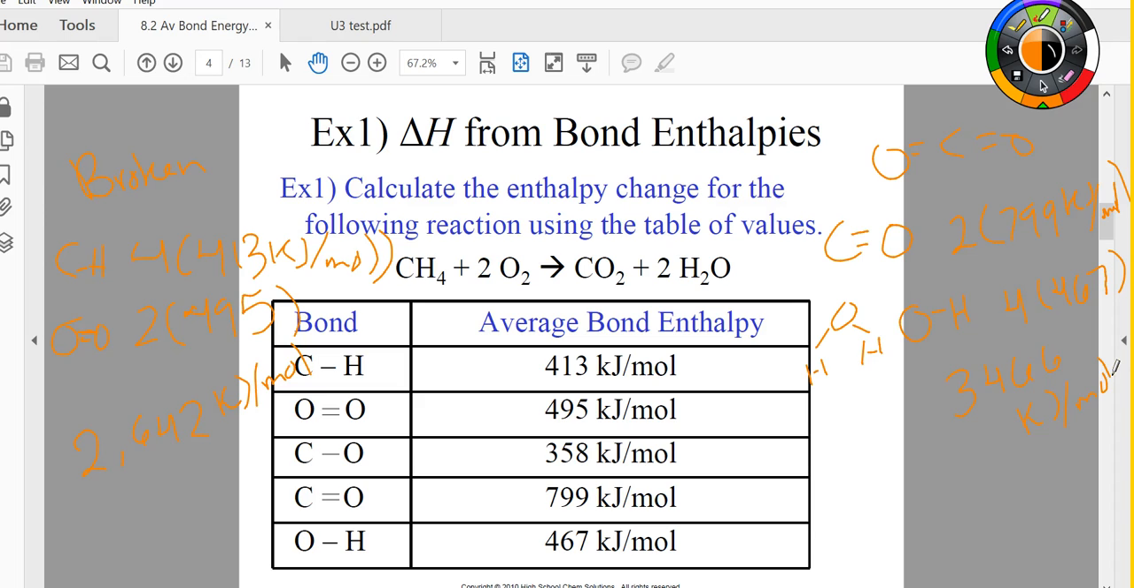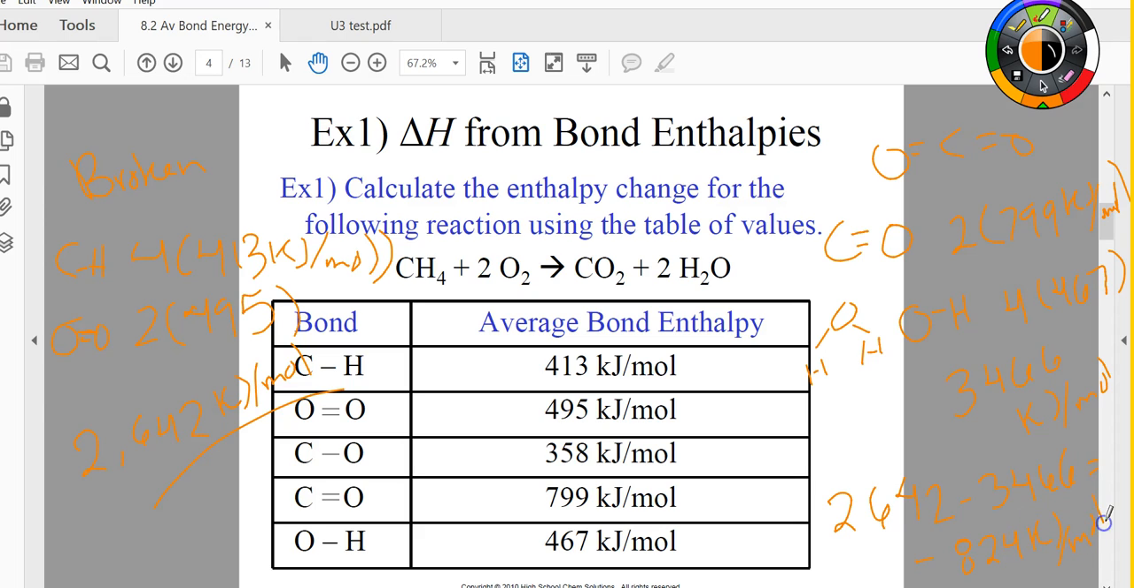At this point, like I already told you, this takes energy, it's positive. This releases energy, it's negative. So I'm going to go 2,642 minus 3,466. I ran out of room, so I didn't put my units. And it says negative 824 kilojoules per mole.